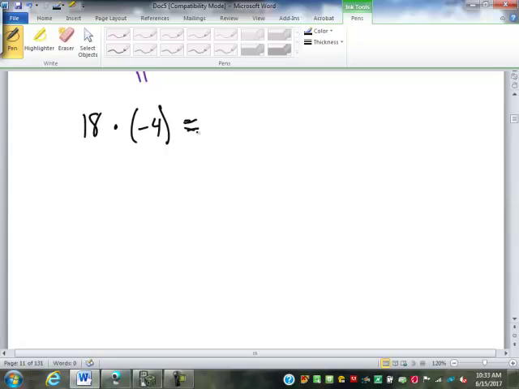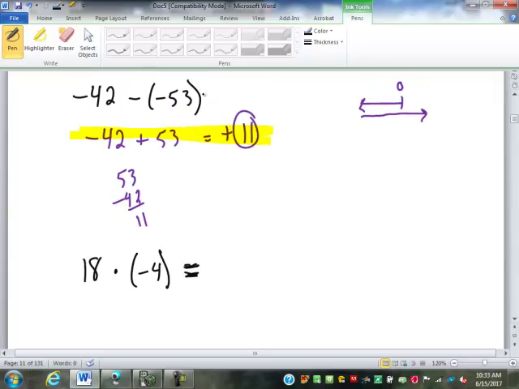18 times a negative 4. Well, the first thing we have to do, now obviously I'm assuming we're doing all these without a calculator right now because I realize you guys have that negative button on your calculator. Hopefully you've figured out how to use it.